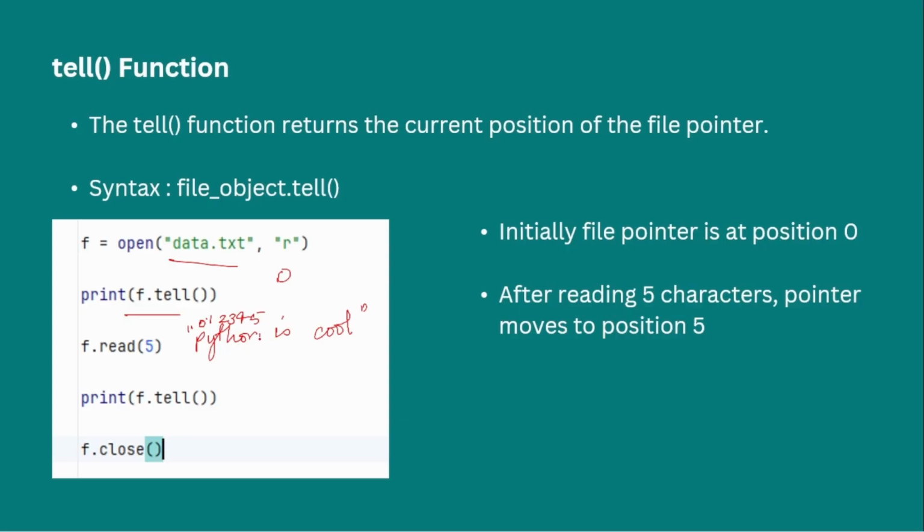Since we have done f.read, we have read till here, so the file pointer will come here. So when we say f.tell, the file pointer is at location 5. So f.tell will give us 5, and then we'll close the file. Initially the file pointer is at position 0, and after reading 5 characters, the file pointer moves to position 5.